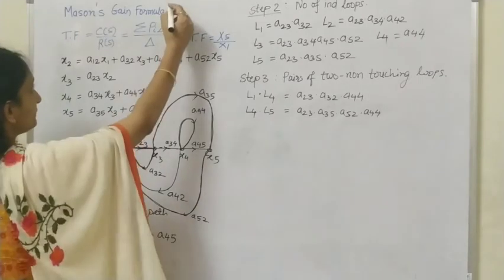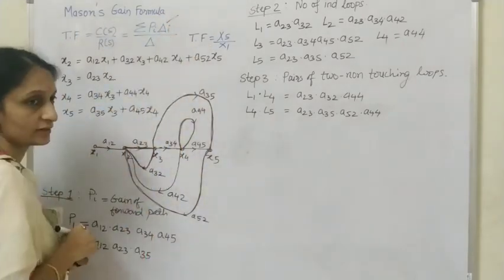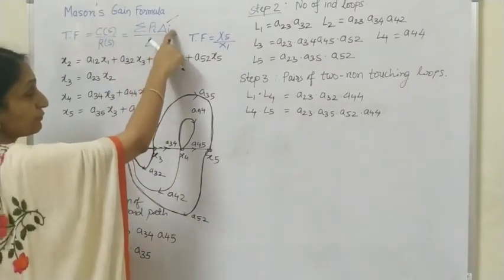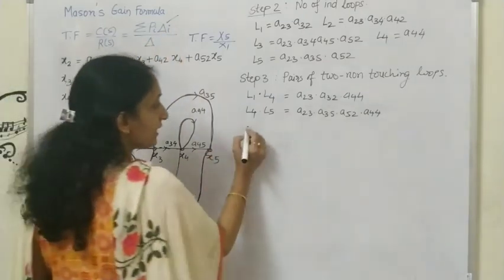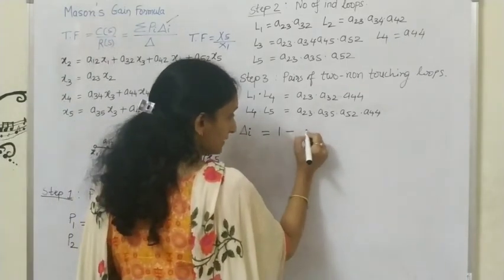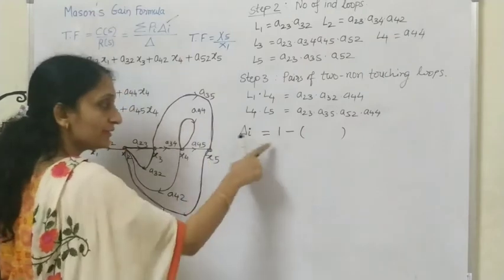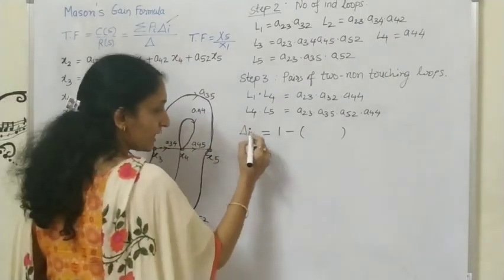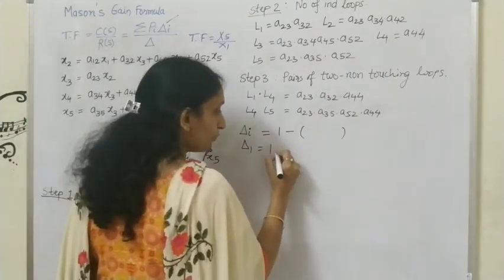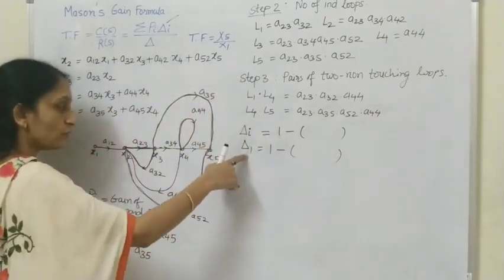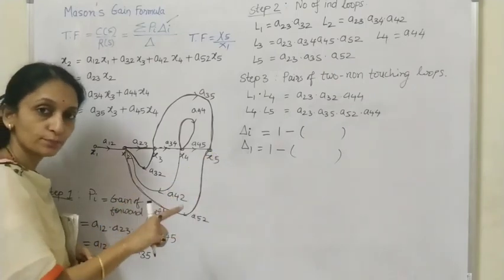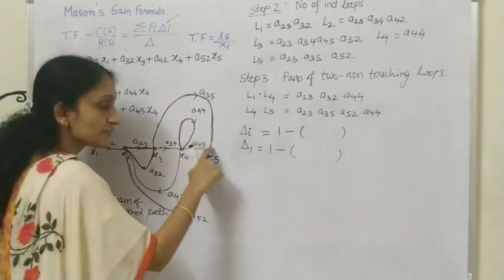One more thing we have to calculate is delta i. We have calculated Pi, and we have calculated all the terms inside the delta. Now we have to calculate delta i. So what is delta i? The formula for delta i is equal to 1 minus, in bracket. Suppose I am calculating delta 1. I will check for the first forward path whether there is any loop which is not touching this first forward path.